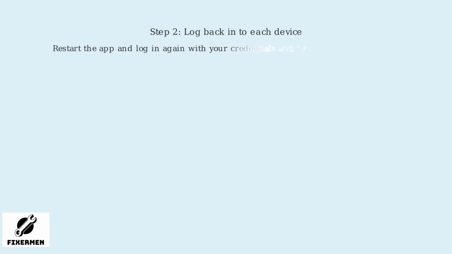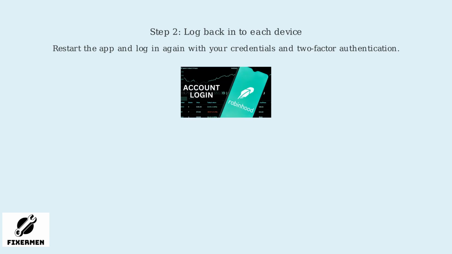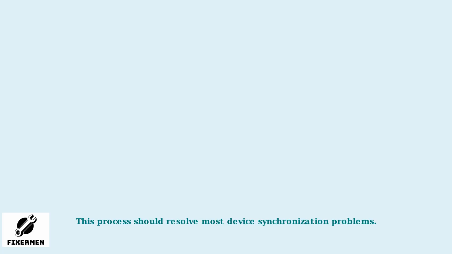Next, log back into each device one by one. This forces a fresh synchronization with your account, resolving any previous issues. By following these steps, your devices should synchronize properly, eliminating error 310 related to device conflicts.